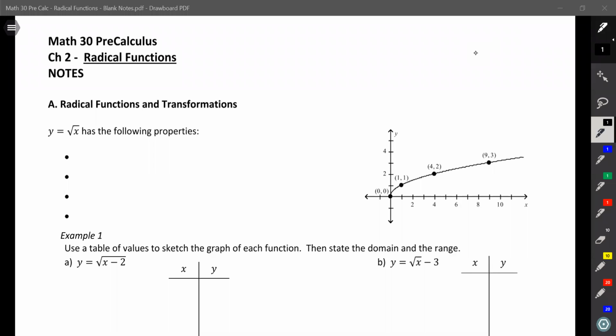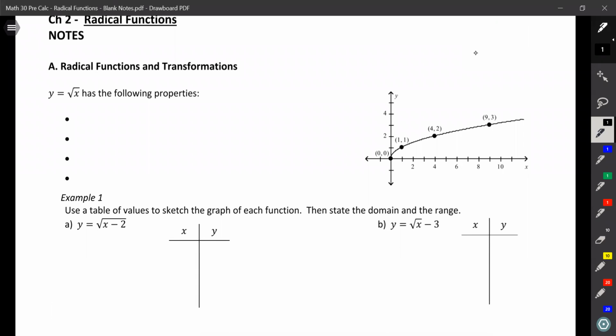Math 30 Pre-Calc. This is Chapter 2, radical functions, and we're going to start with the functions and the transformations. What we have to see first is that there is a base function, and the base function is y equals the square root of x. You're going to get to know the base functions of various other ones. You already learned in Math 20 y equals x squared, and you learned all the characteristics of that, so we're just continuing on with that.